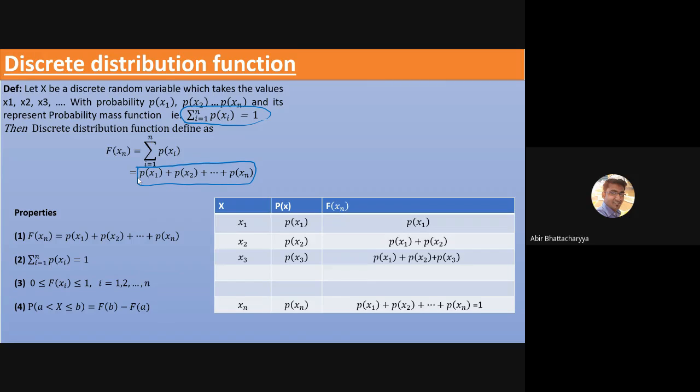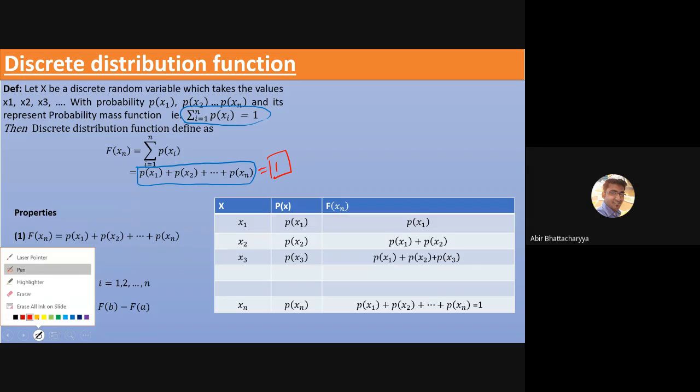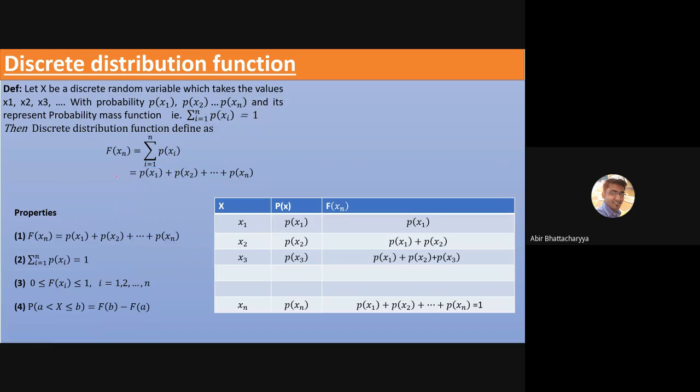You may ask me, sir, is it always equal to one? No, not always equal to one. That is actually a specific case. In this case, I'm writing F of xk. What is F of xk? It's the summation i equals 1 to k of p of xi. That means it will be p of x1 plus p of x2 plus so on up to p of xk.